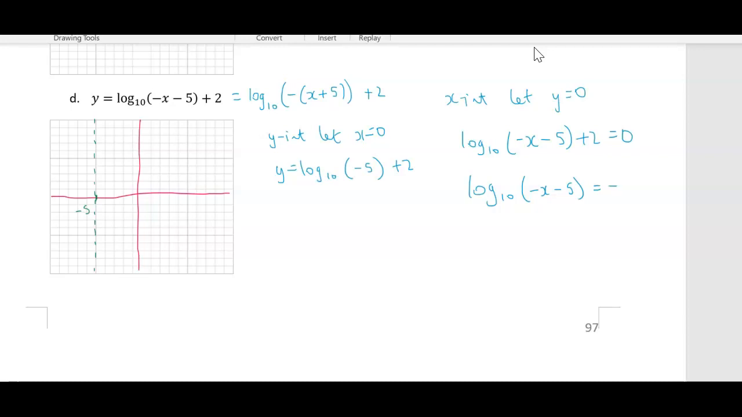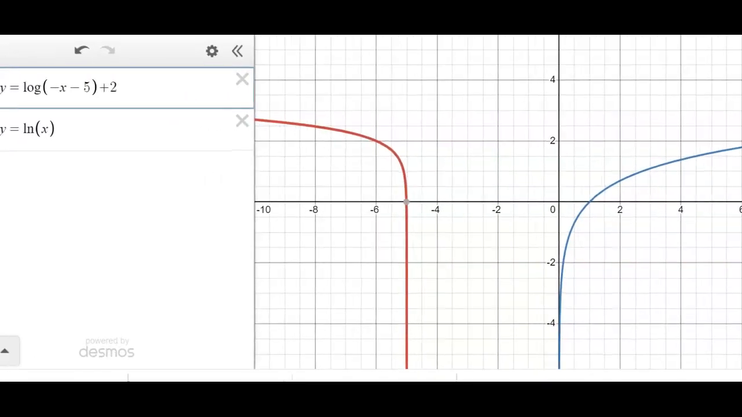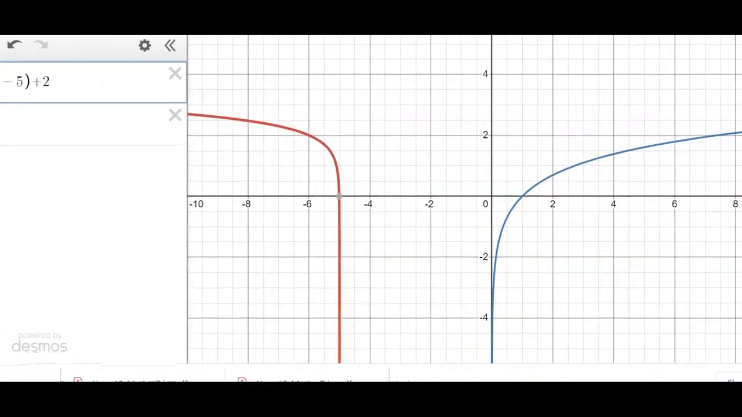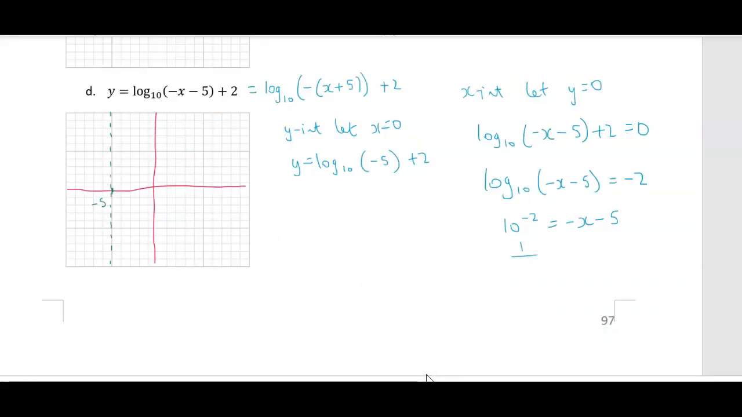Bring that -2 over. All right, so 10 to the power of -2 is equal to -x minus 5. So 10 to the -2 is 1 over. All right, I just realized that I didn't type the whole function in. I was like, why am I not getting -6? Because I've got the +2 on there. So when I typed it in before, I didn't have the whole function. I've got the +2 on the end. Okay, so your x-intercept is actually not -6. You can see it's there at -5.01, which is good because that's where I was heading. So I did have to pause because I'm like, this isn't going to equal 6, -6.